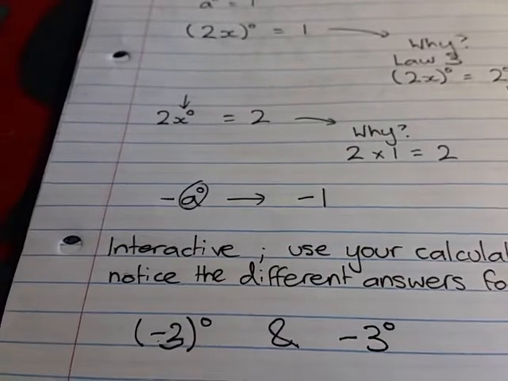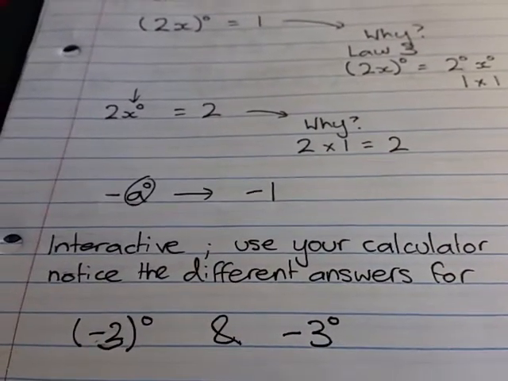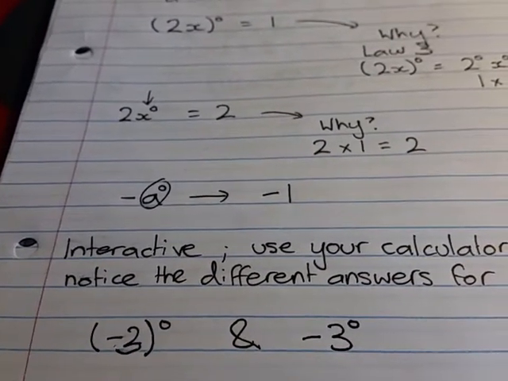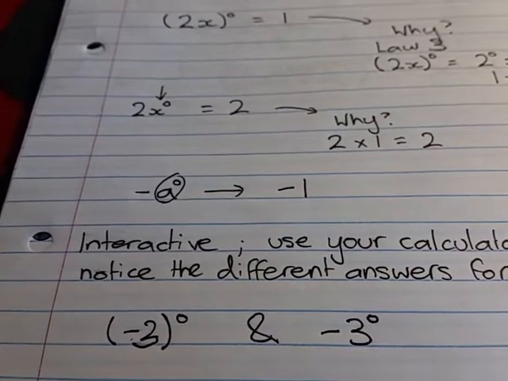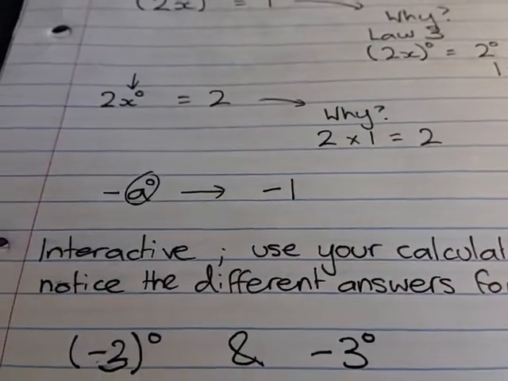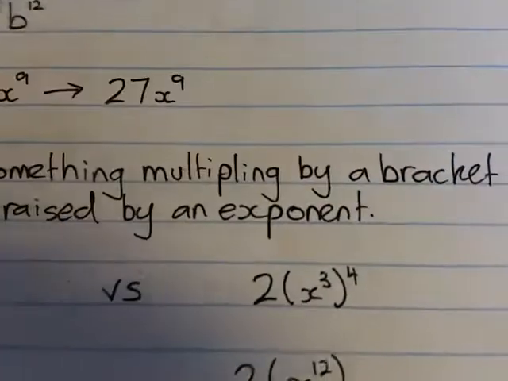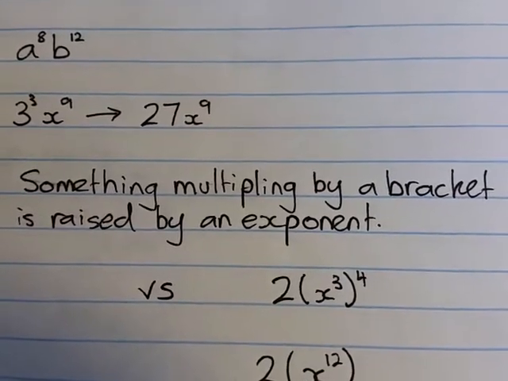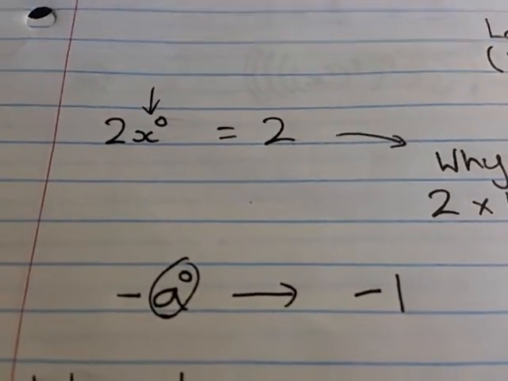Negative 3 in a bracket being raised to the 0 will return you an answer of 1. But negative 3 with no bracket will return you an answer of minus 1, because only that 3 is being subjected to the 0. The negative sign will multiply afterwards. It's kind of like the situation from the third law of exponents, where we had something being multiplied into something that's already been hit with an exponent. You do the exponent first with the multiplication afterwards.